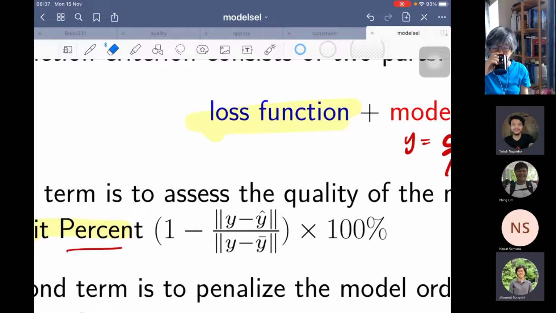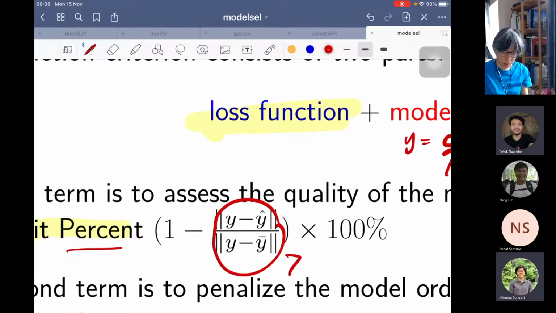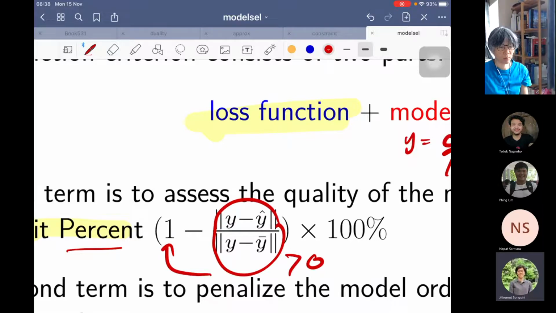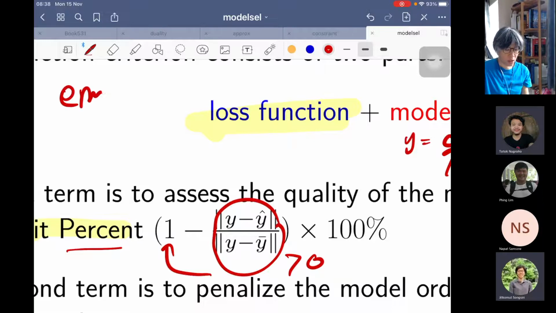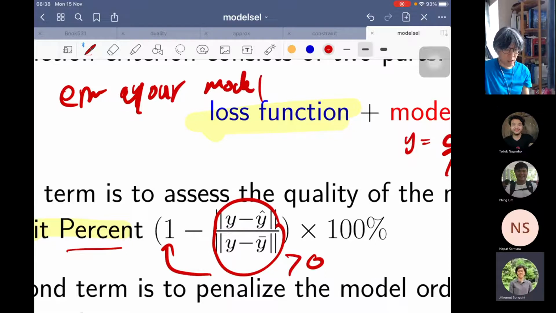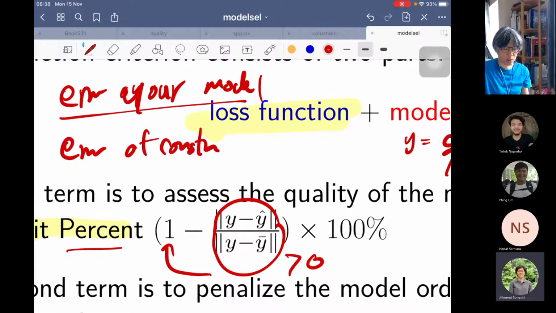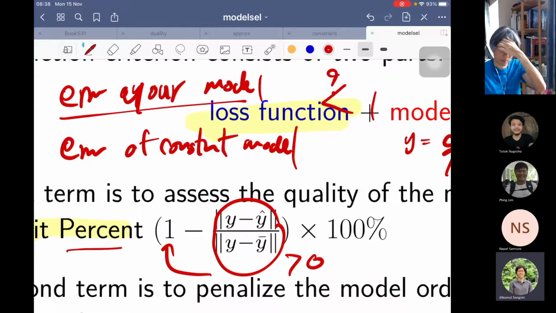No, I can't, because it's between 0 to 1. Why? It is because of using two norm, and two norm always gives a positive number, I thought. Yeah, but this is a positive number. Is this always less than 1? Yes. Why? So it's like the error of your model, right? Divided by the error of the constant model. Is this always less than 1? Yes, I thought, because the error of our model is always less than the error of the constant model.